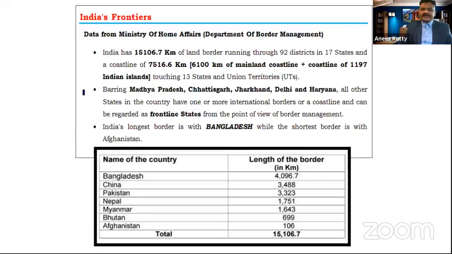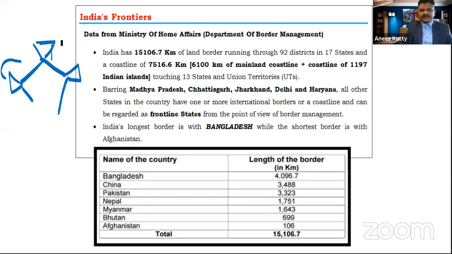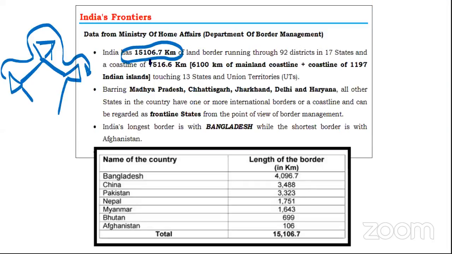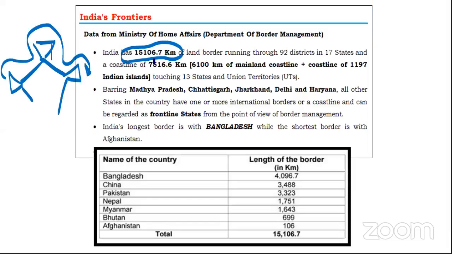Now, when we consider only the land border of India, land border of India means it does not include the coastal line. This is a border of India, this is a border of India, and this border of India is almost 15,106 kilometers. Therefore, it is my request, everybody has to write down this factual data. It is very easy.